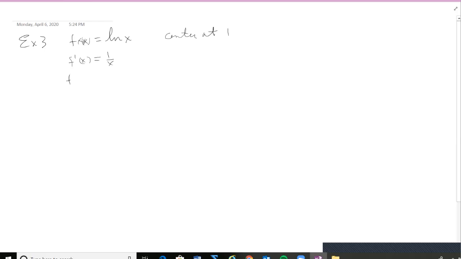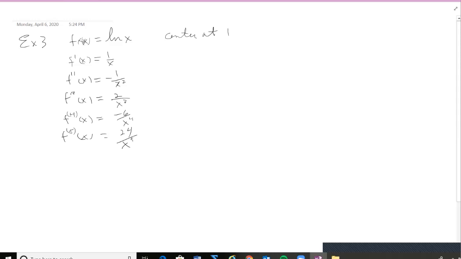1 over x, double prime minus 1 over x squared, triple prime 2 over x cubed, and fourth derivative minus 6 over x to the fourth, fifth derivative. That should probably be enough to figure this out. 24 over x to the fifth.